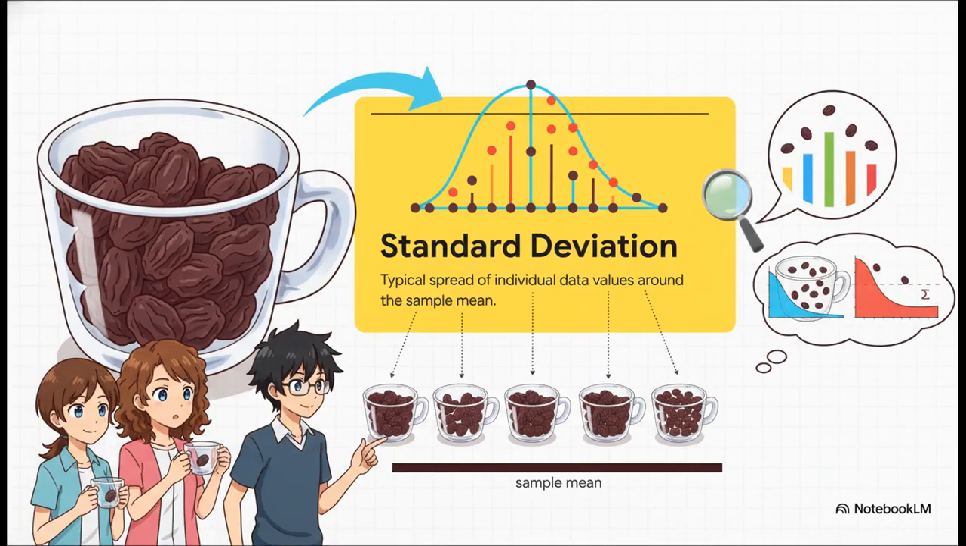And since our cups don't magically all have the exact same number of raisins, we need a way to measure that lumpy, uneven spread. Enter standard deviation. Now, before your eyes glaze over at the thought of math, let's just talk about the concept. Standard deviation just answers one simple question. How much do individual cups typically vary from our sample mean? A really small standard deviation means the cups are practically clones of each other. A large one, it means your raisin counts are just completely all over the place.